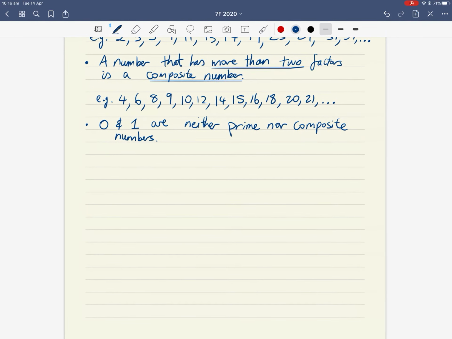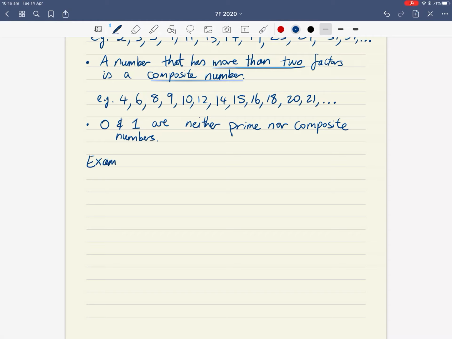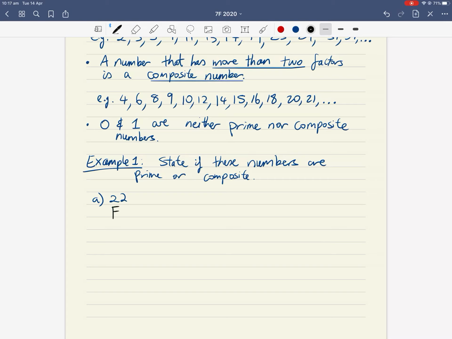Right, so let's have a look at some examples. Example 1 says state if these numbers are prime or composite, and make sure you also explain why, not just, oh yeah, it's prime or it's not prime. So part A, the number of interest is 22. So to explain why a number is prime or not prime, you would want to list down their factors. So first, let's write down factors of 22.